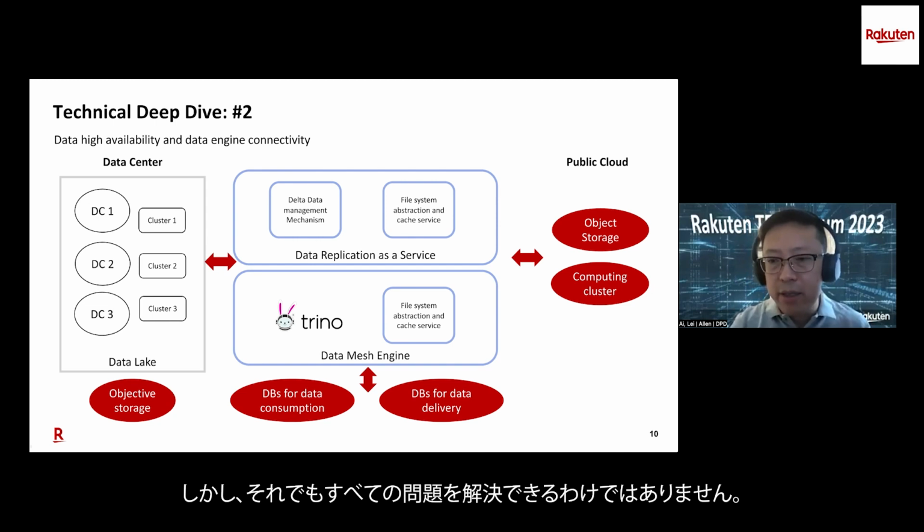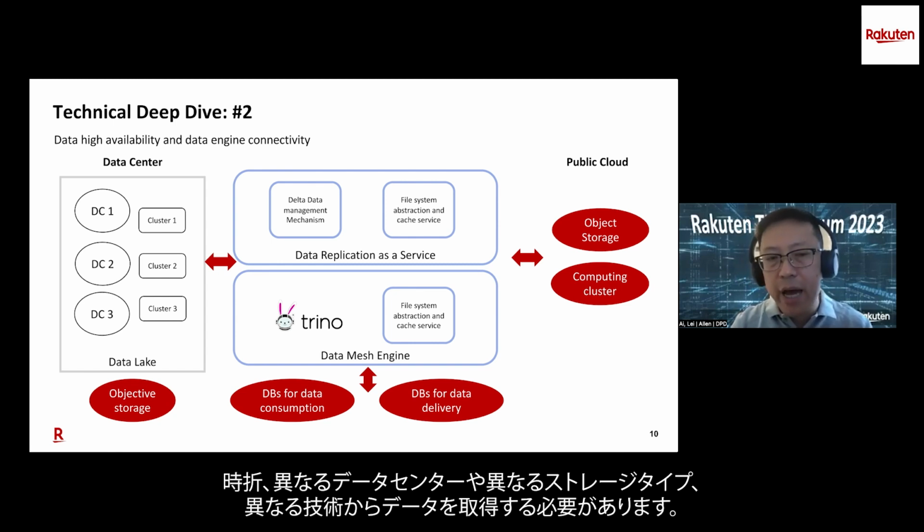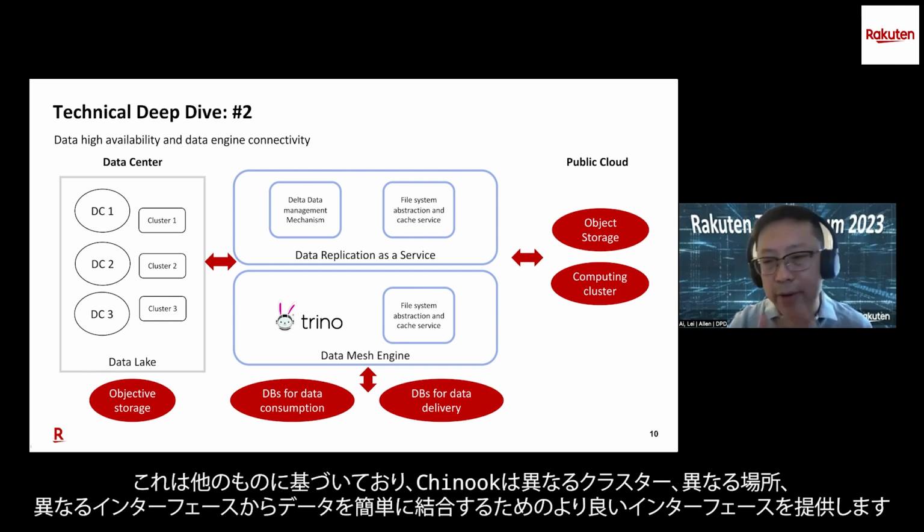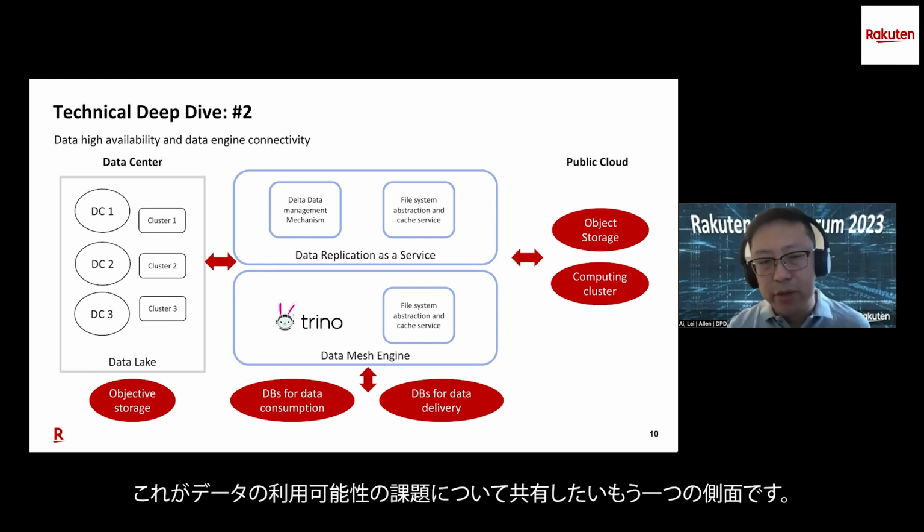But even given that, it still cannot resolve all these issues. Sometimes you still have to cross-join data from different data centers, different storage types, and different technologies. So we also provide another so-called data mesh engine, based on Trino. Trino provides a better interface to easily join data from different clusters, different locations, and different interfaces. So that's another part I'd like to share about the data availability challenge.